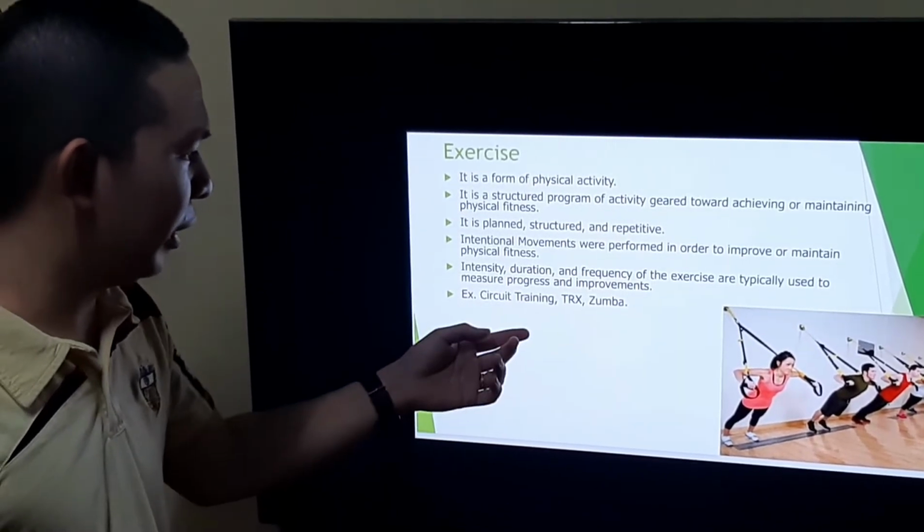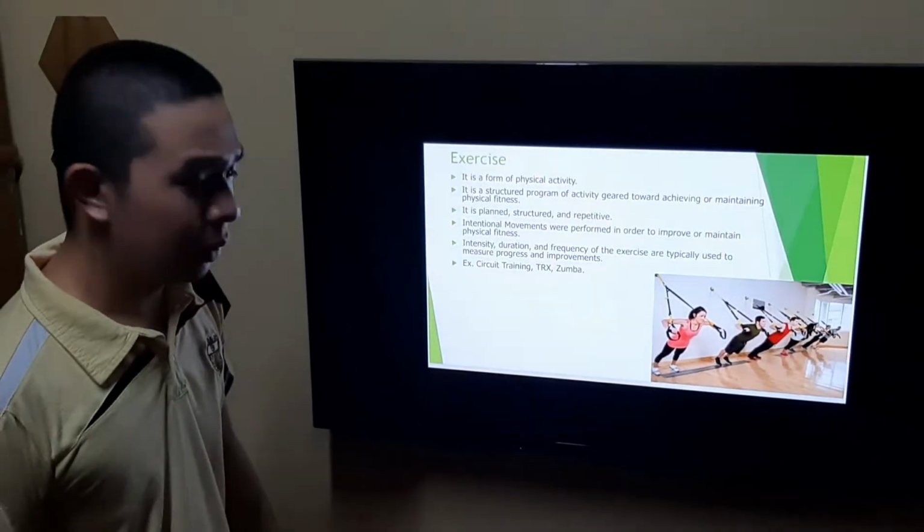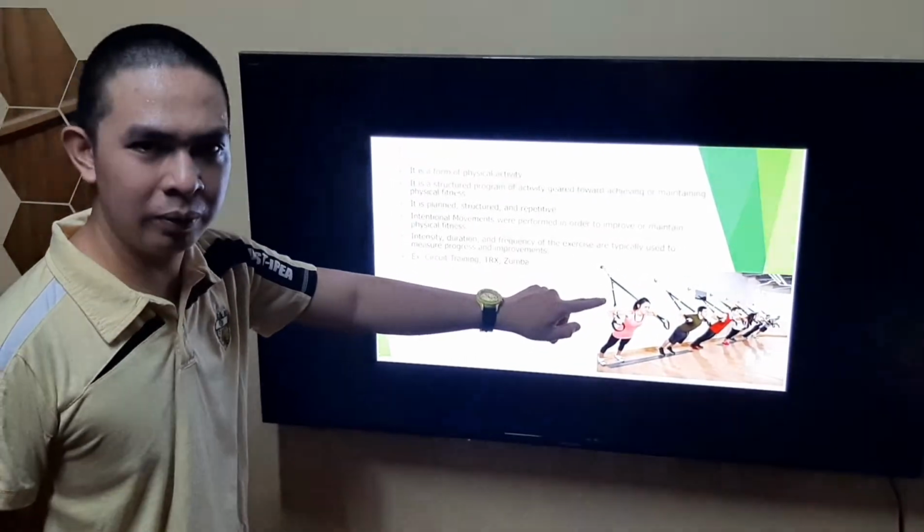Examples are circuit training, TRX, and Zumba. By the way, this is the TRX.